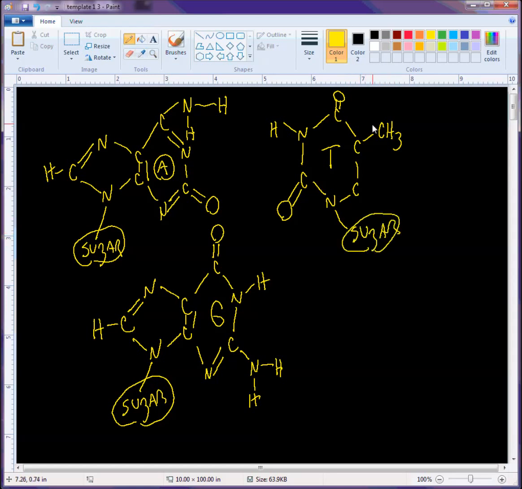To check our bonds, every carbon has 4 bonds now. This one's double bonded here. Nitrogens have 3 bonds. Okay, looks good.